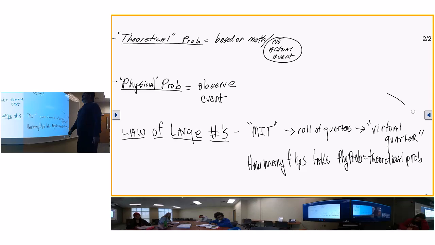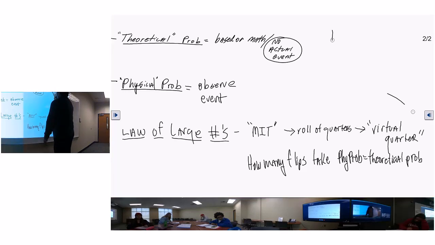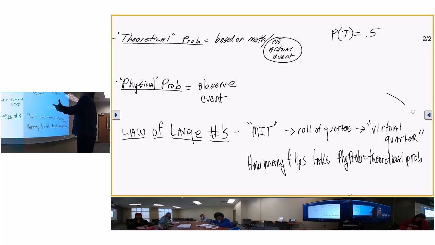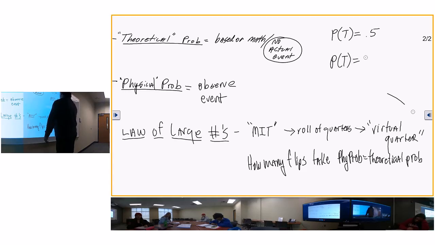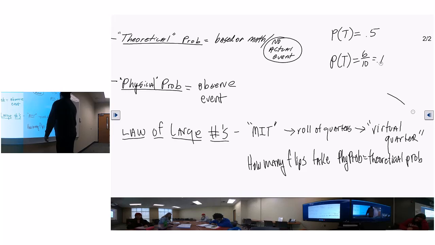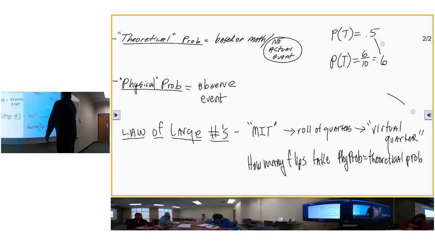So what is the theoretical probability of tails? 0.5. We said that sometimes when you flip a coin 10 times, you get the probability of tails to be 6 out of 10, which is equal to 0.6. So these two are not equal.